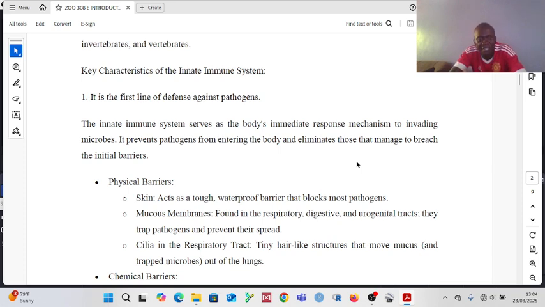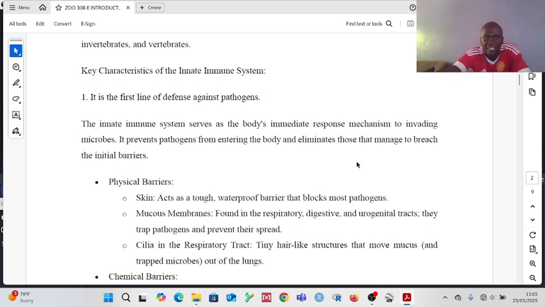The first thing that it meets, the first challenge that your body presents to any pathogen is this innate immune system. So it prevents pathogens from entering the body, and it also eliminates those that manage to breach the initial barriers. So it tries to stop the pathogens from getting into your body. But in the event that the pathogens maneuver this innate immune system and they gain entry, the innate immune system eliminates them once they've entered your body.